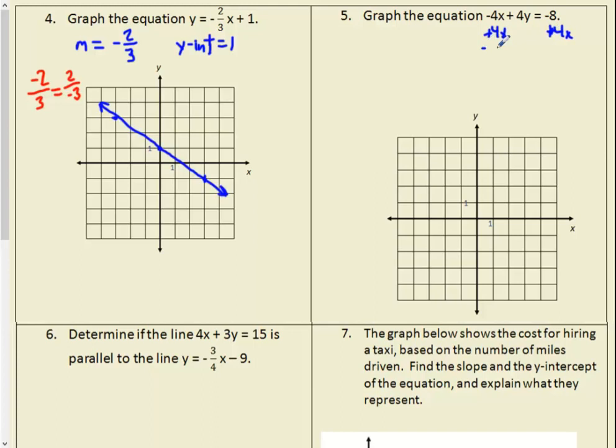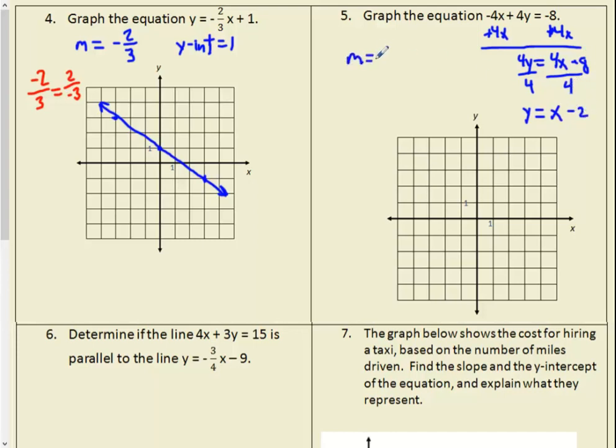Oops, that's a plus sign. And so we get 4y on the left-hand side, and we have a positive 4x on the right-hand side minus 8. Then divide by 4, and we get y is equal to 4x over 4 is simply x, or 1x, minus 2. Negative 8 divided by 4 will give us negative 2.